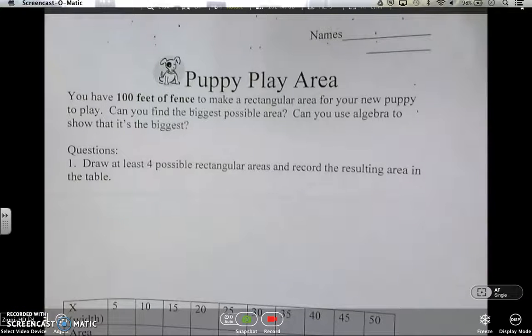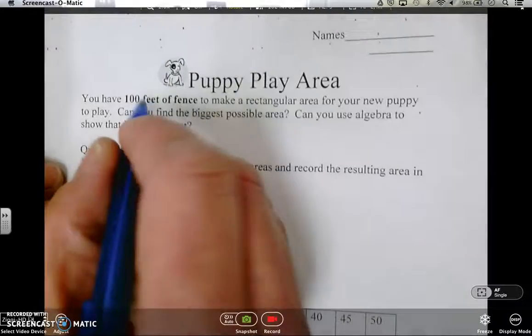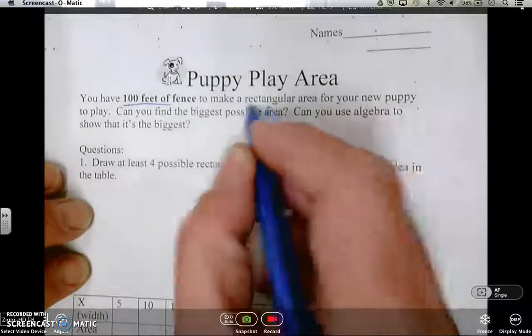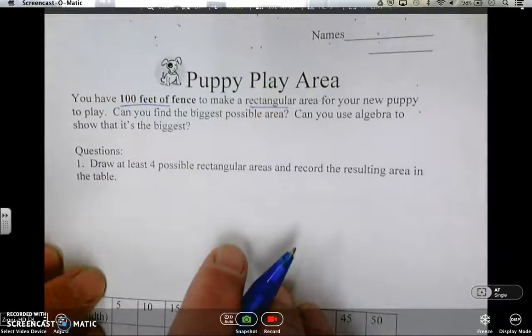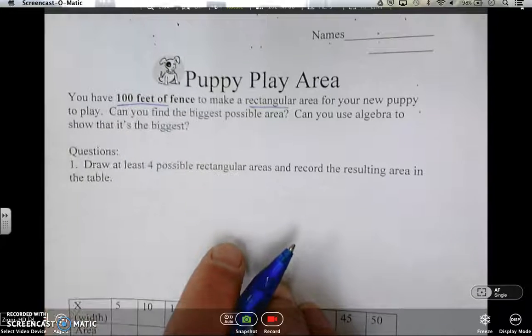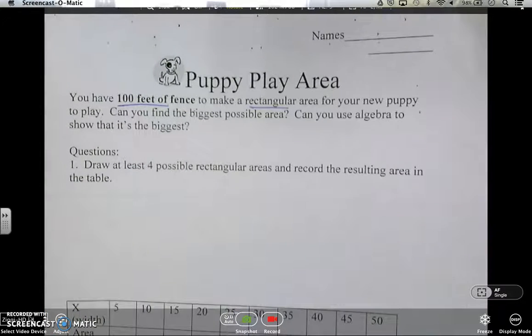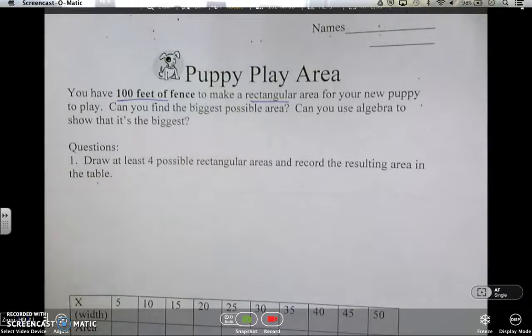All right, students, this video is going to be a sort of overview of the puppy play area problem. So if you were gone any of the days last week or today, this will definitely help. Assuming you've read the whole setup here, the main idea is 100 feet of fence and a rectangular area. So the idea then is, how much area can we box in there?